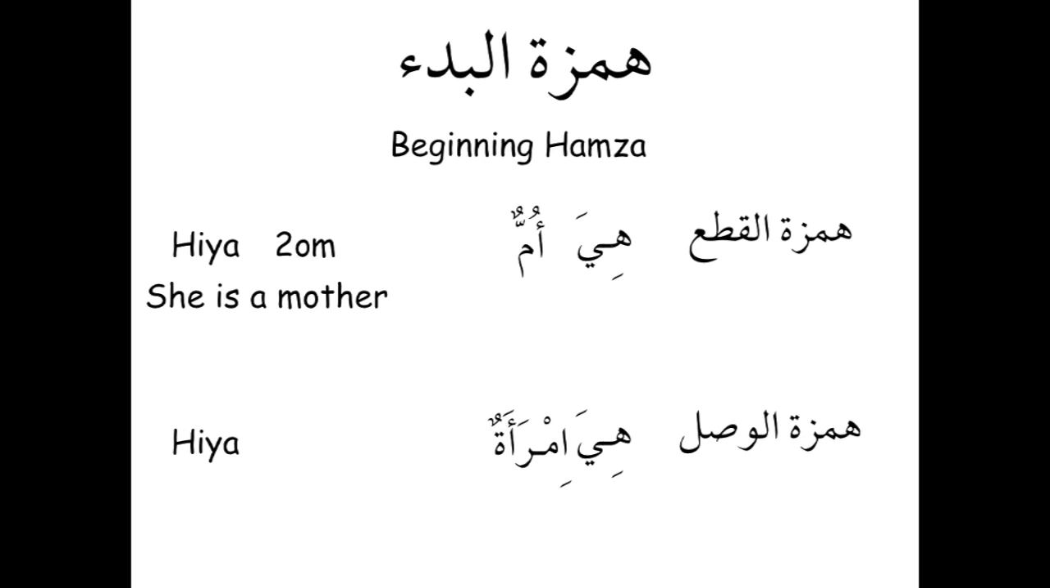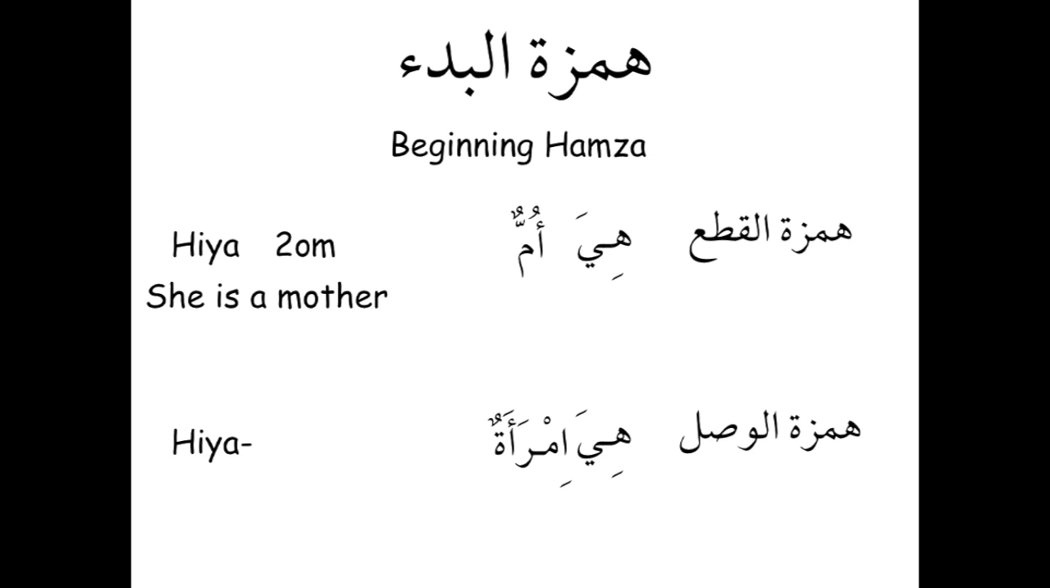Hamzat al-Wasl on the other hand, you only pronounce when it's in the beginning of speech. So when I say imra'a on its own, it's in the beginning of speech, so I do pronounce that hamza. In this case, it's in the middle. And because it's in the middle, we pretend like it's not there. We actually connect both words together. So we add a hyphen, and then we go on, we ignore the hamza, and we go to the mim.